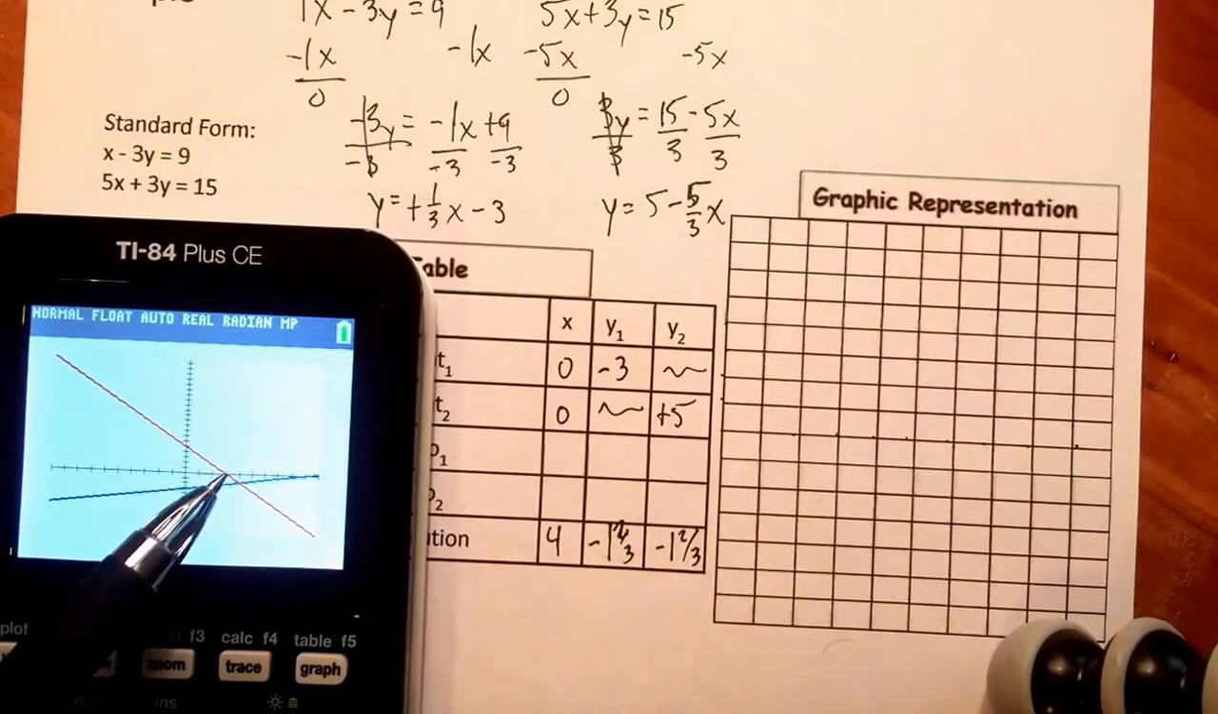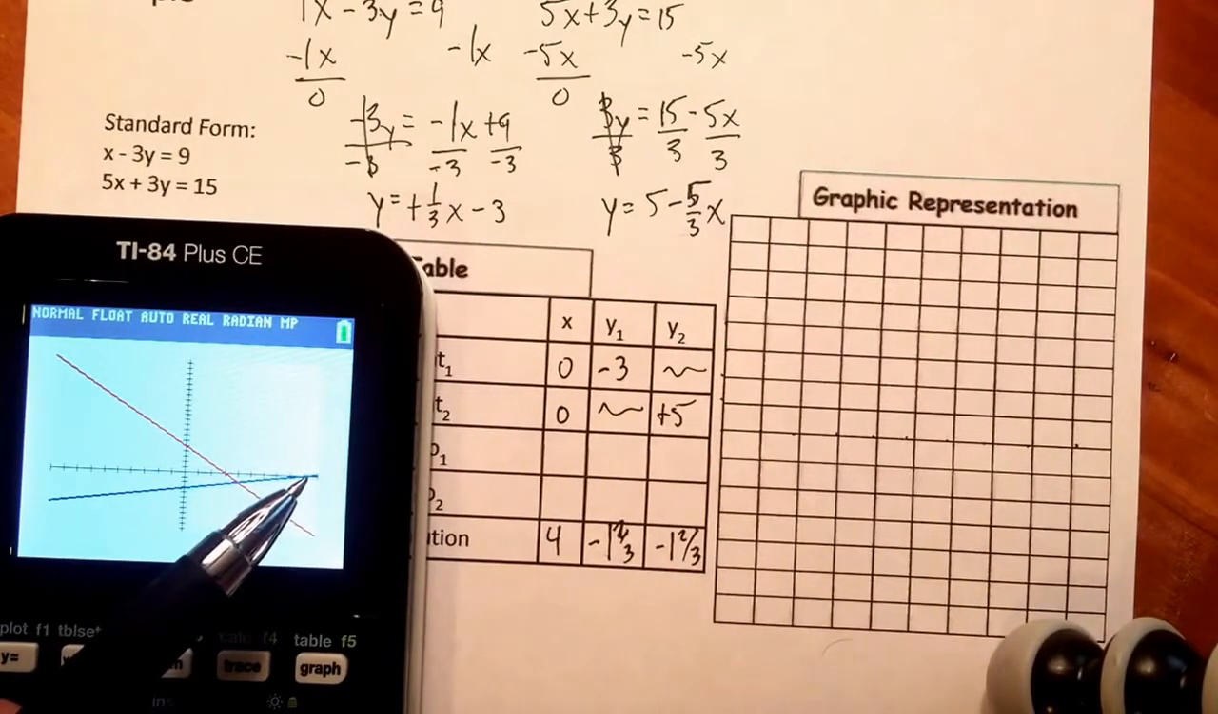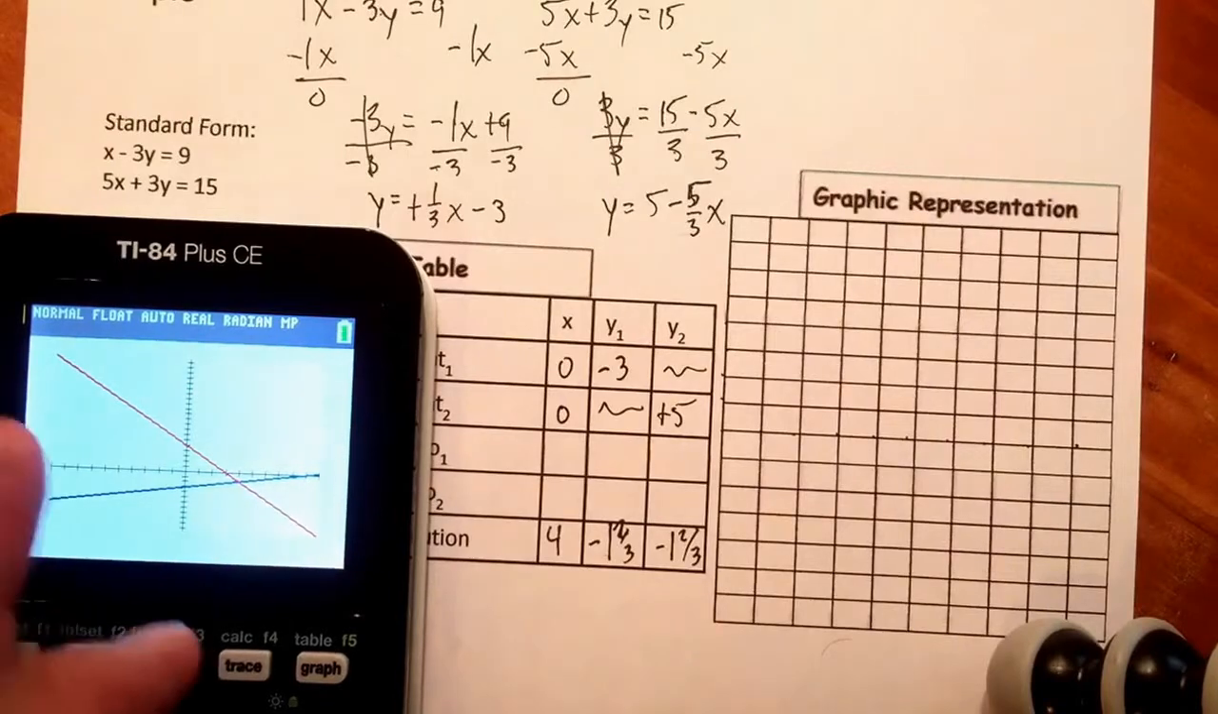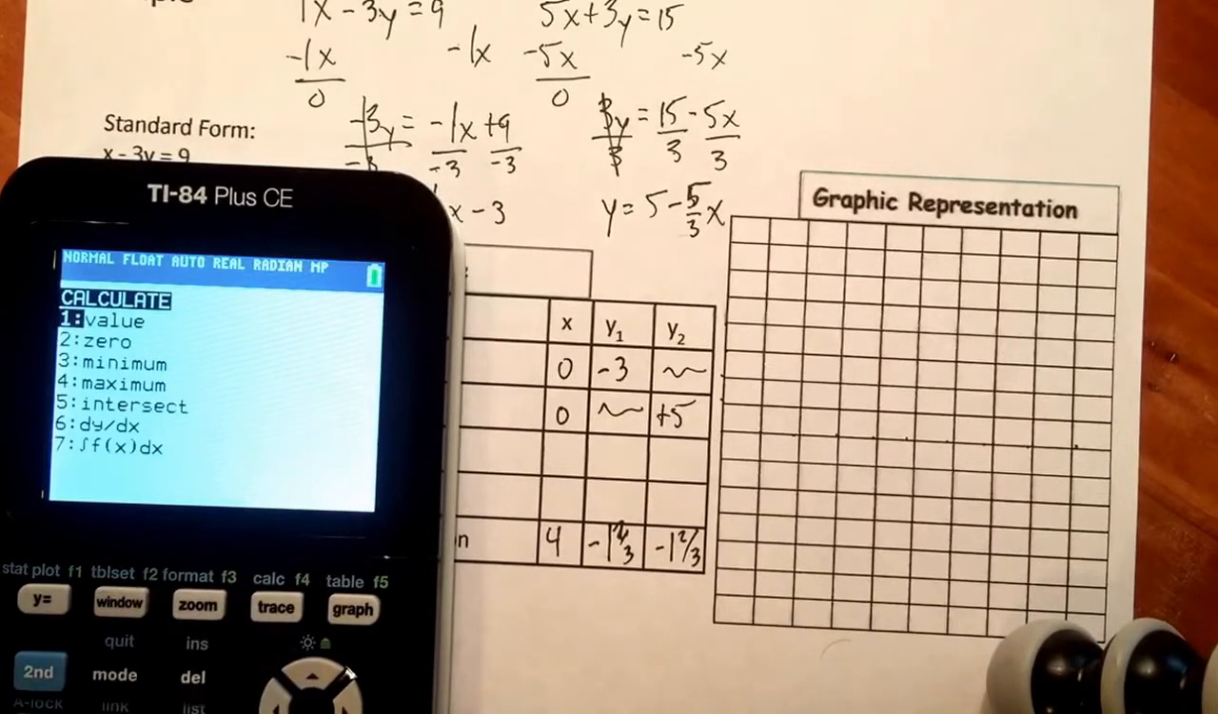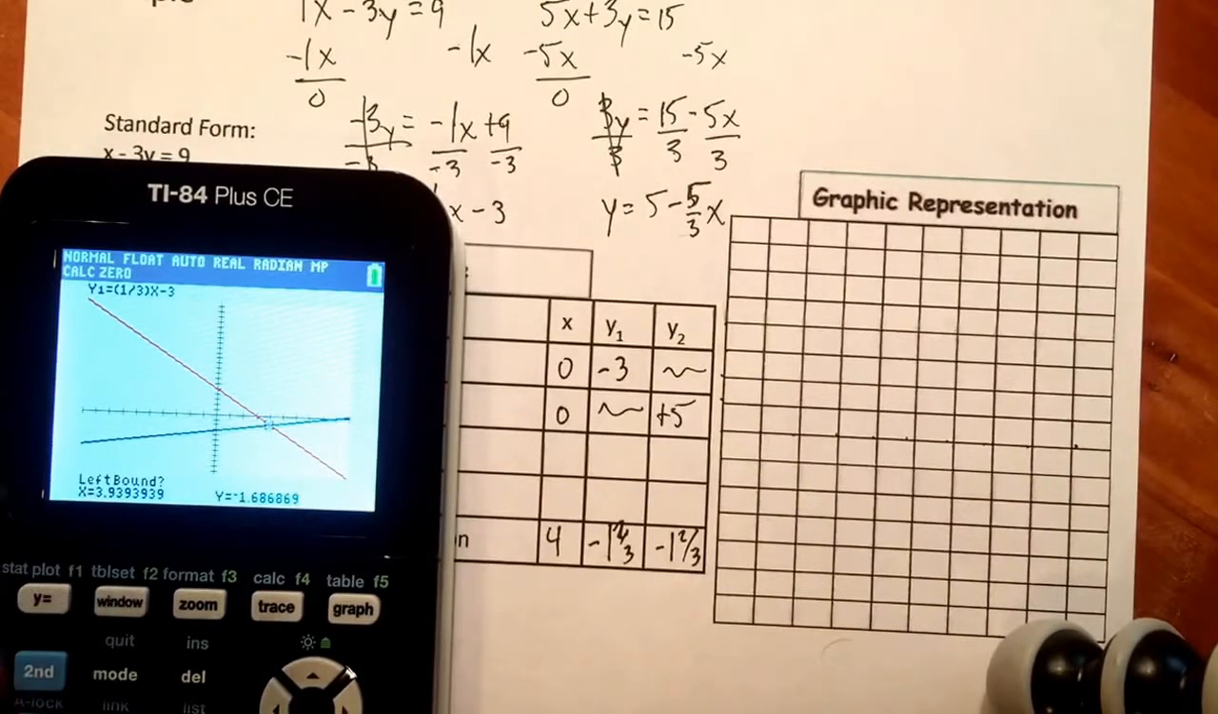So there's one here, and then there's one way over here. Did anybody remember how to do that with the calculator? The calculator will tell you what the answer is. Second, calculate, and look, option number 2 is zero. So we need to find the left boundary.